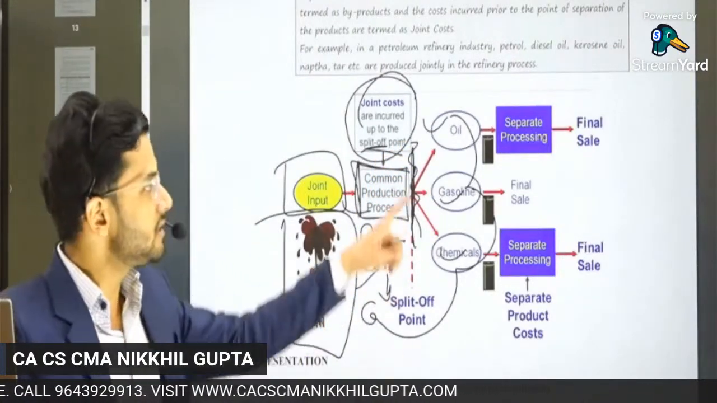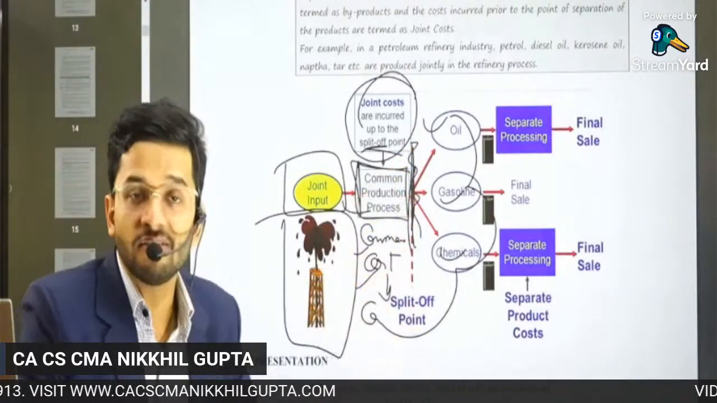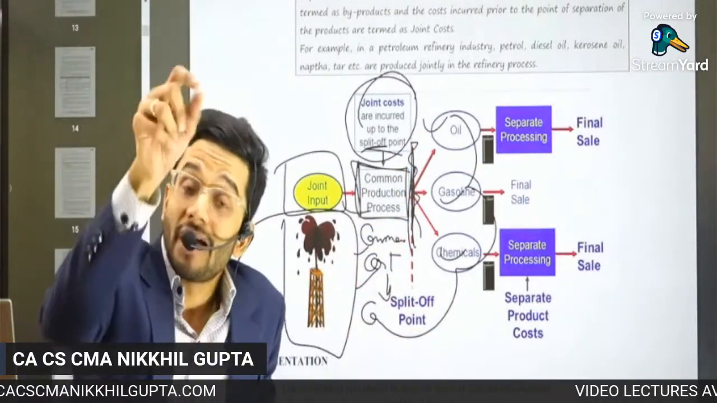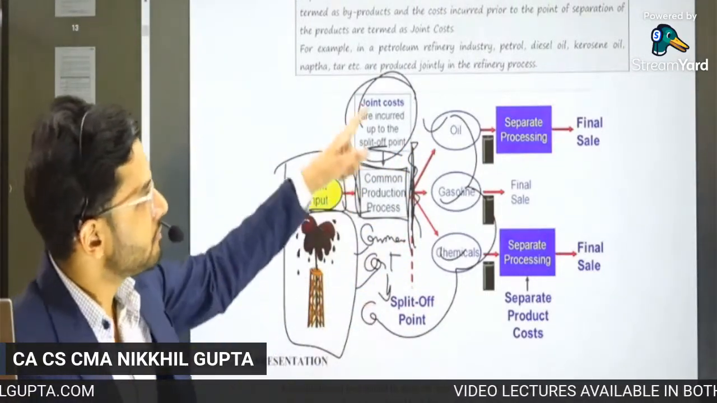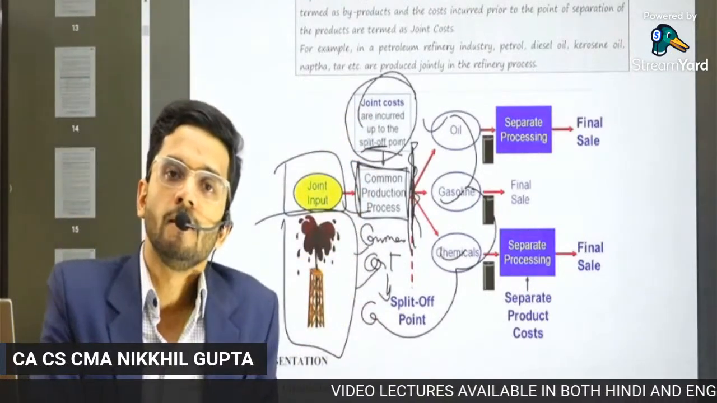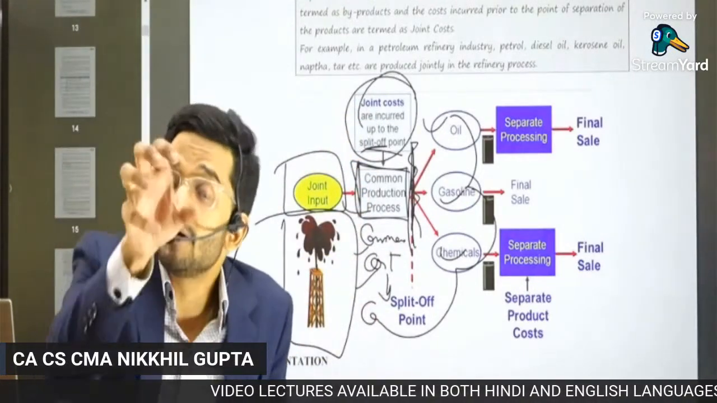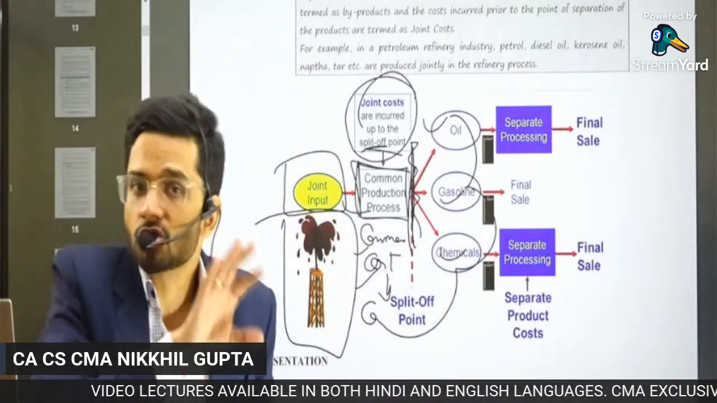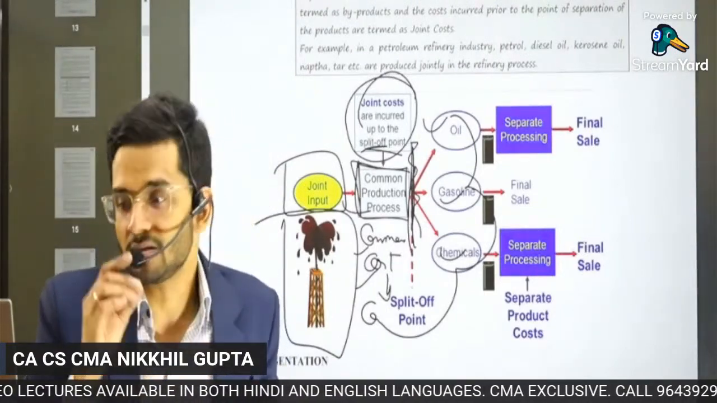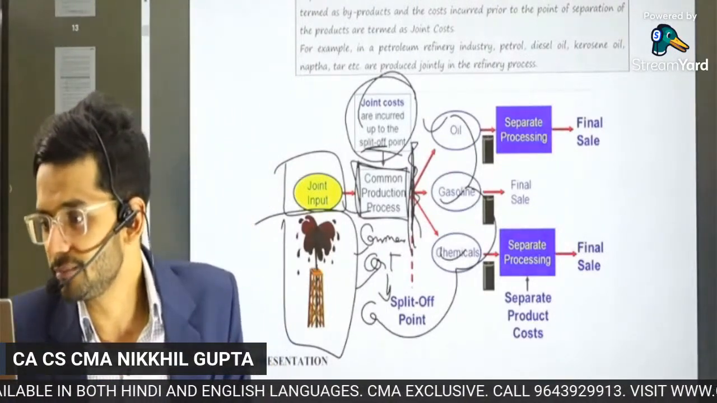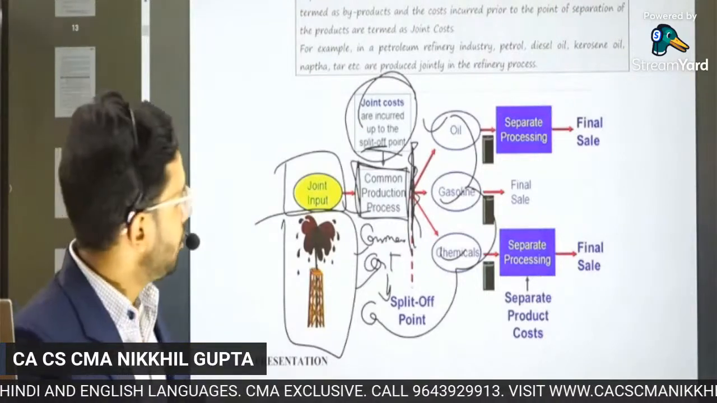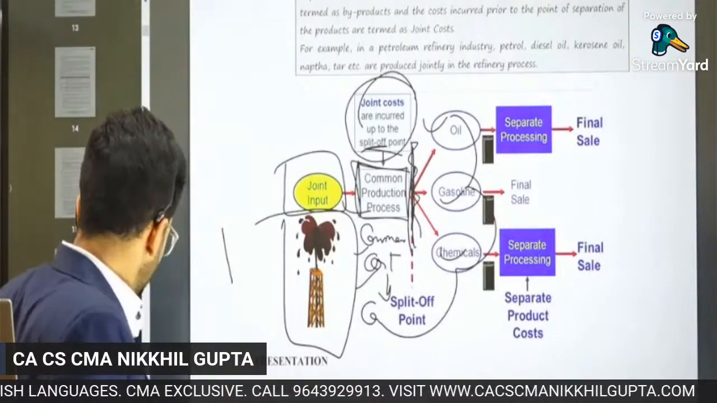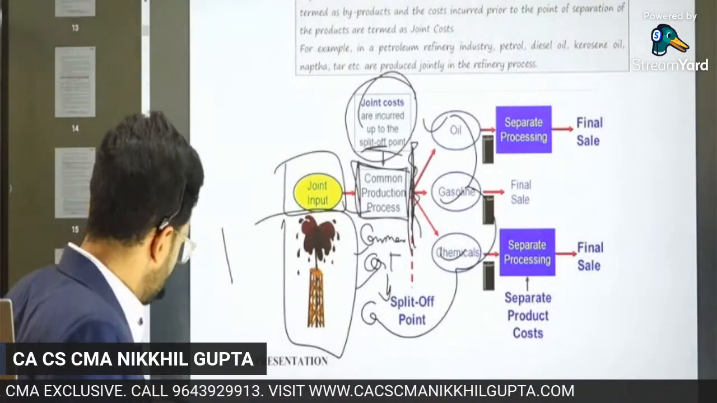So if these things were sold immediately when they are split off, then that price is representative of joint cost. So the sales value, the revenue at the split off point, will be the value in which the cost is to be split into 3 parts. That is the most important thing. Okay, sir. So these are the joint costs.